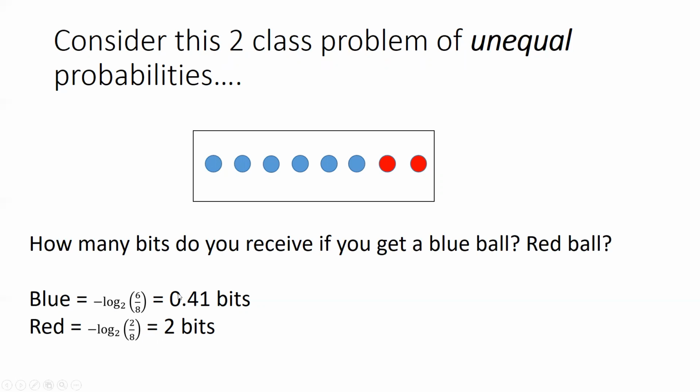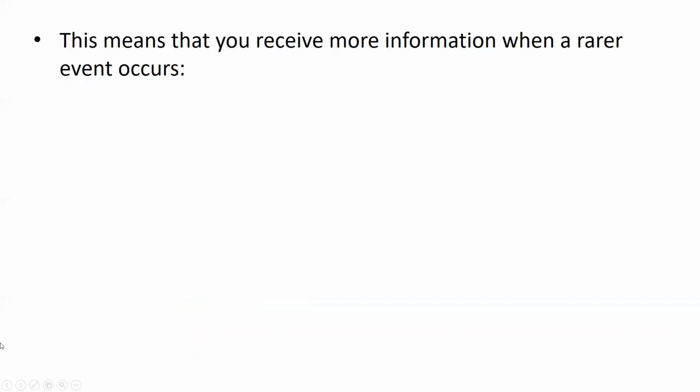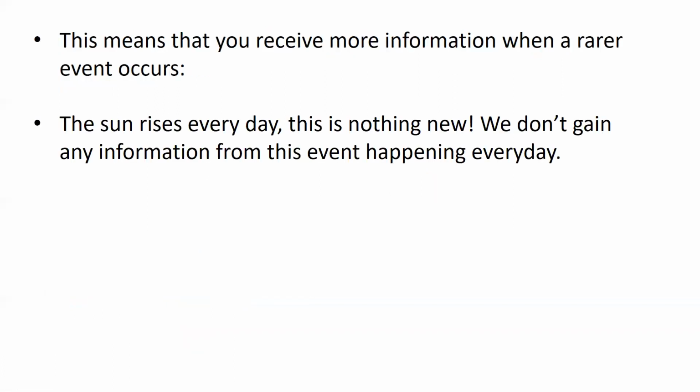So why is there such a discrepancy between the bits of information you receive when you get a red ball to the bits of information you receive when you get a blue ball? So we know that it's rarer to see a red ball. Does this translate into more information when we get a red ball? Well, I think it does.